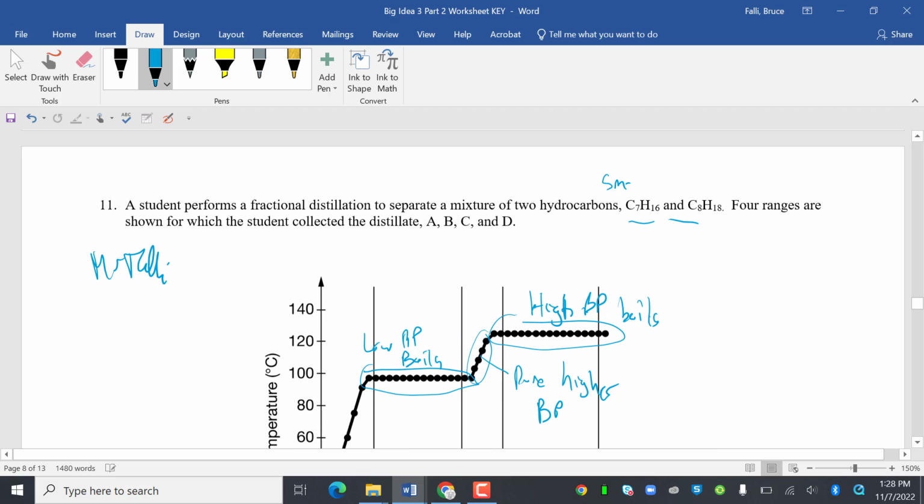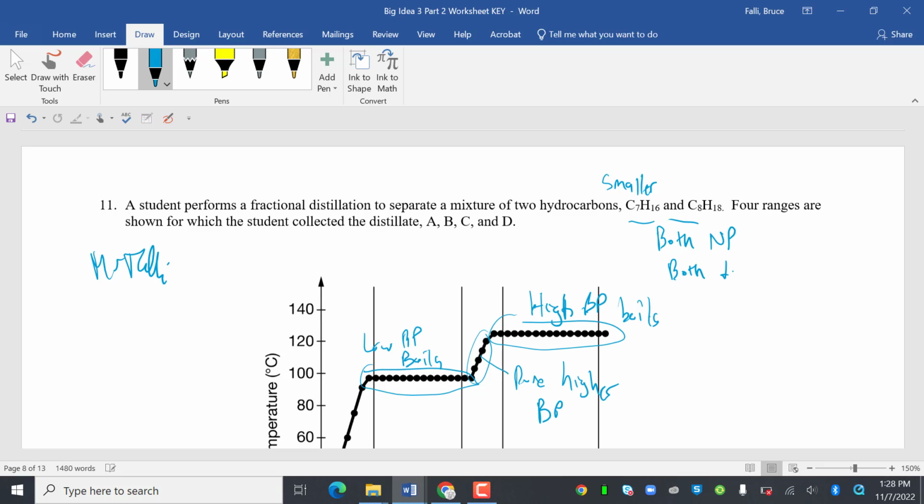C7H16, this is smaller. They are both nonpolar, so both have dispersion. So this one has bigger dispersion, and that means it's stronger.